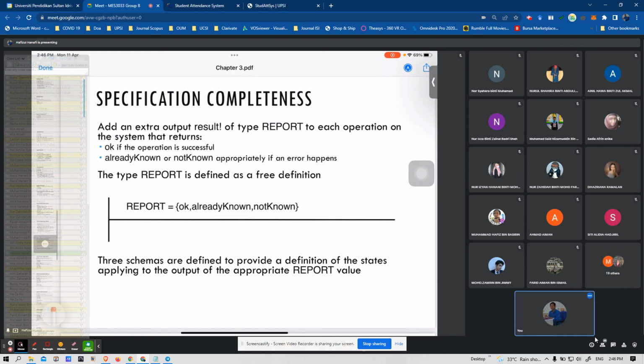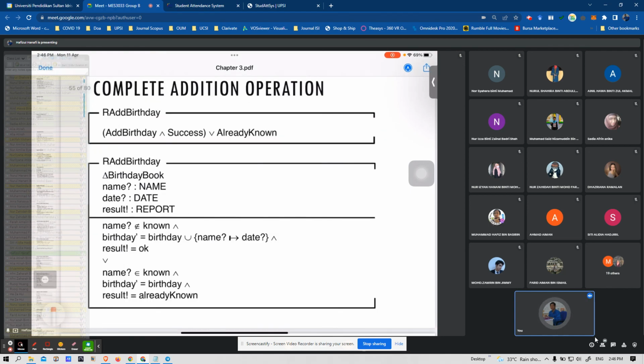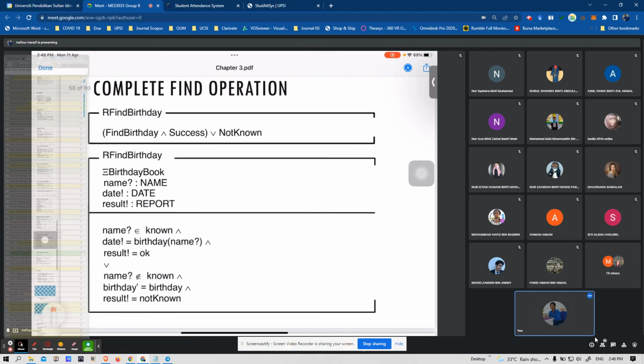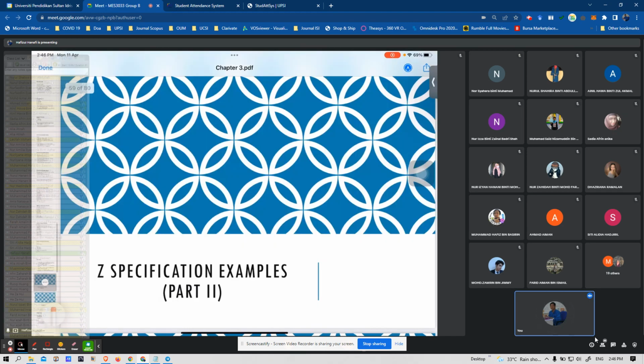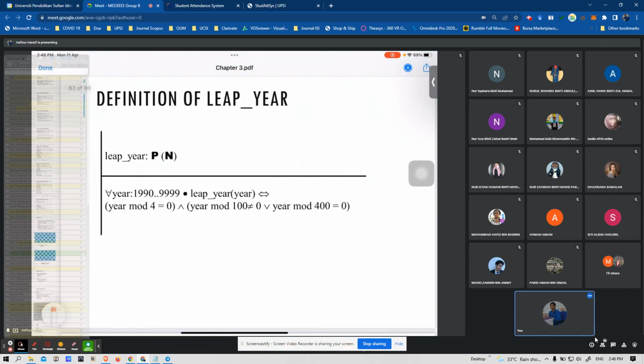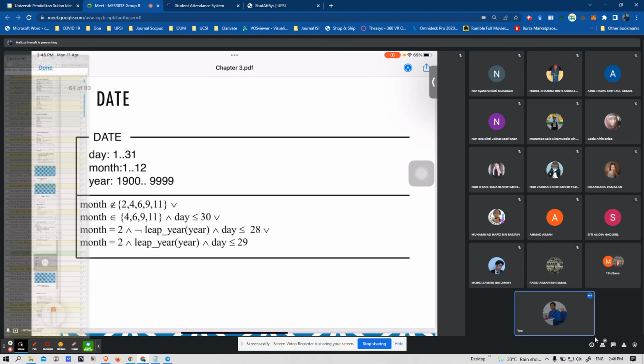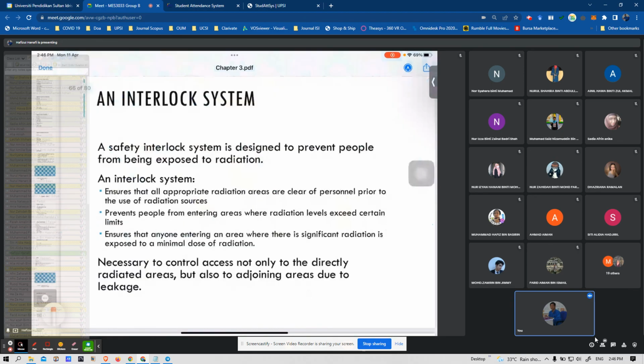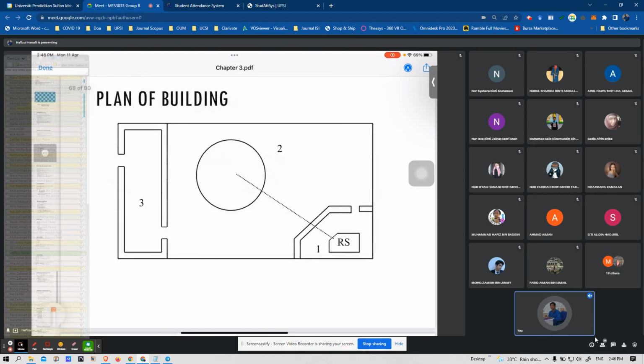Okay, here is another example. Birthday complete operation, and then here is another example, date. Okay, this one is the interlock system. Okay, please read this one.